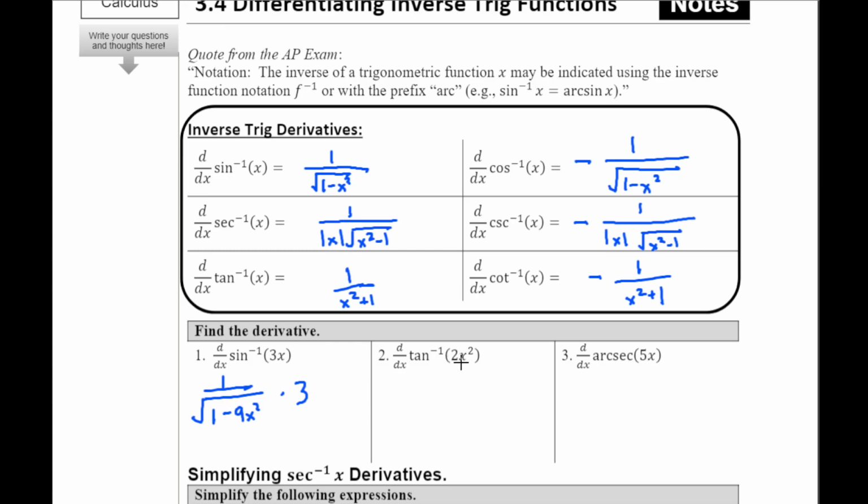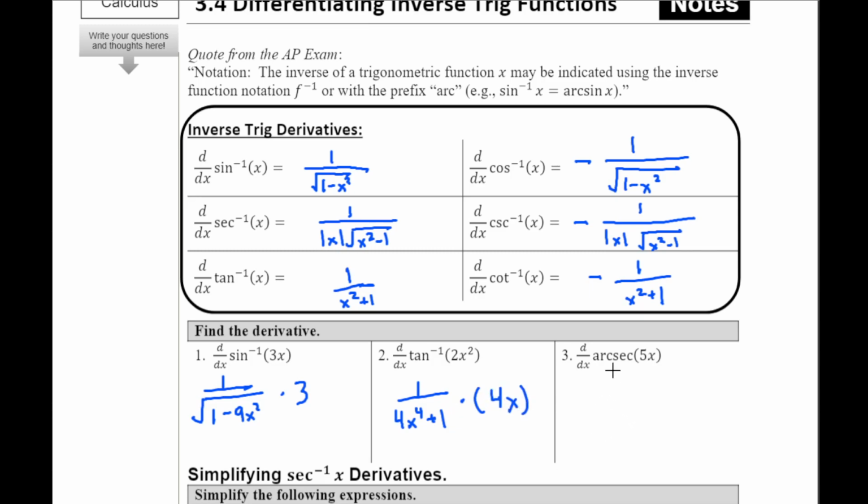This one here, the derivative of inverse tan of 2x squared. Again, it's a 2x squared instead of an x, so we have to use the chain rule as well. So it's 1 over 2x squared squared, which is 4x to the fourth. Sorry, that's a 4, it looks like a 9. My bad. Plus 1. And then we have to multiply by the derivative of 2x squared, which is 4x.